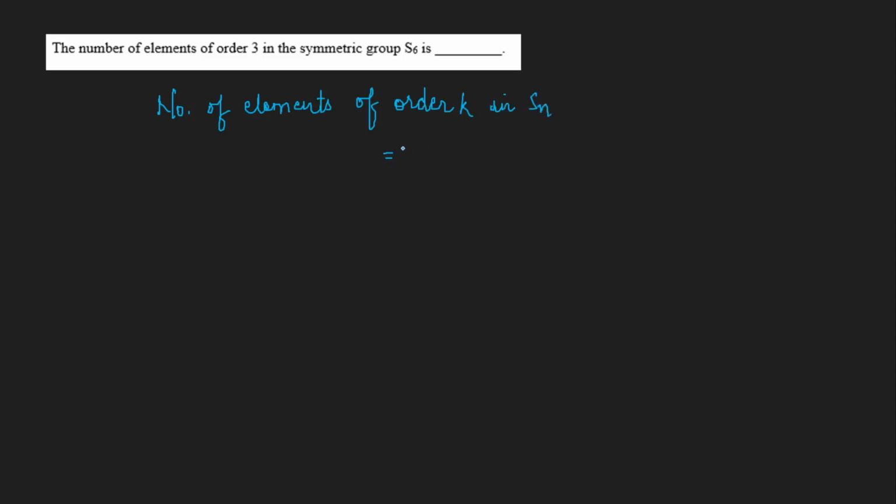that would be n! divided by (1^α1 · 2^α2 · ... · α1! · α2! · ...), right? So this is a formula where αi is equal to the number of cycles of length i.